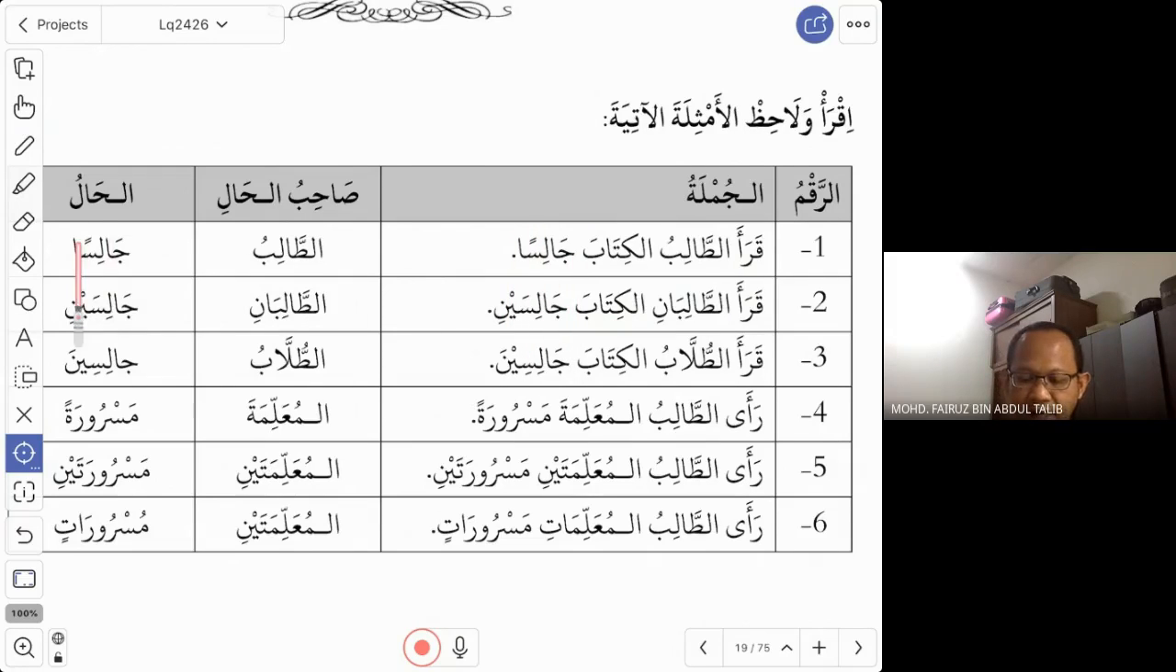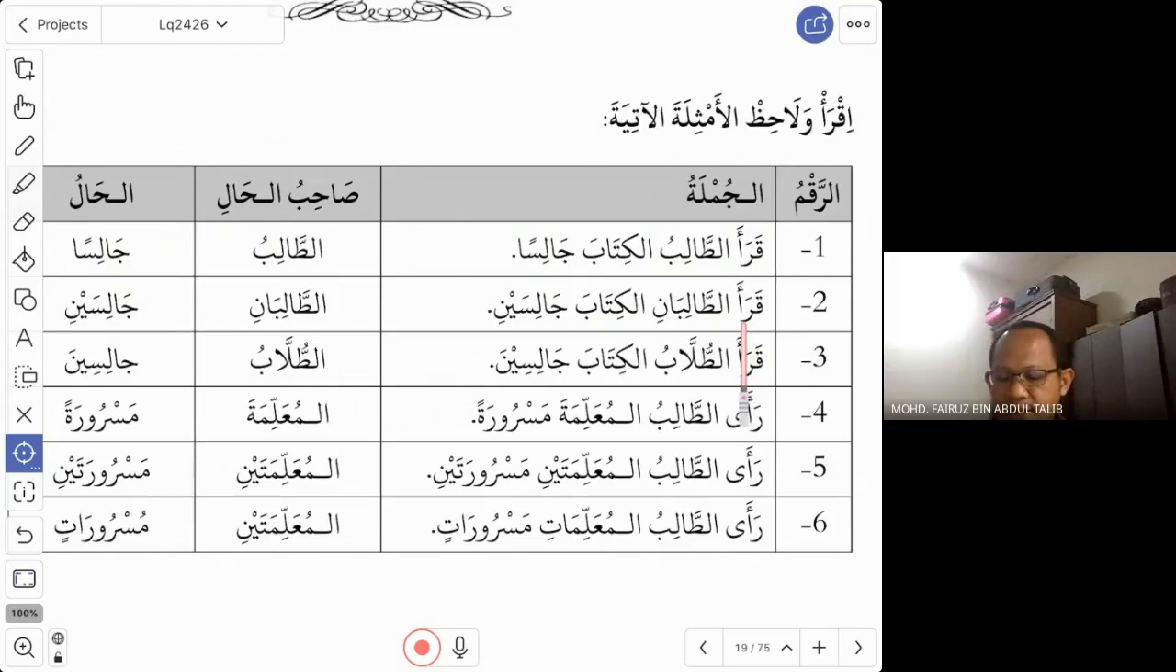This is the hal. So jalisan is called hal because why? Because it explains the sahib. So who is the sahib? Who is the person that is jalis? Talib. While he was doing this, while he was doing qara'a. So when you have a fi'il, and then you have the state of that person when he is doing that fi'il, then this is called the hal. Okay, so jalisan.